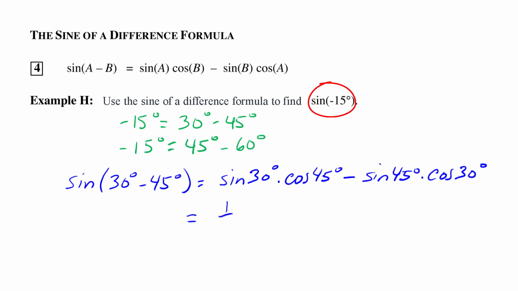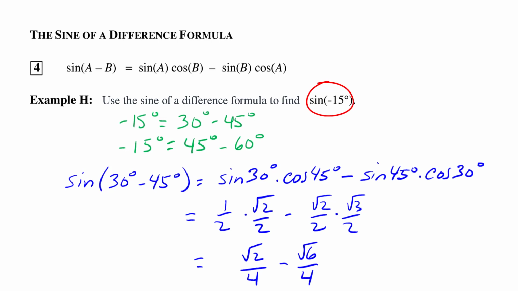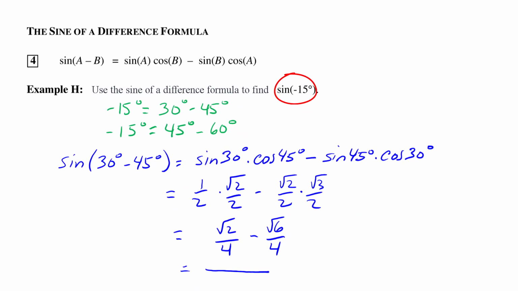So, on the right side, sine of 30 degrees is 1/2. Cosine 45 is root 2 over 2, minus root 2 over 2 times cosine 30 of radical 3 over 2. And these products are square root of 2 over 4 minus square root of 6 over 4, which is now, with a common denominator 4, root 2 minus root 6, all over 4.